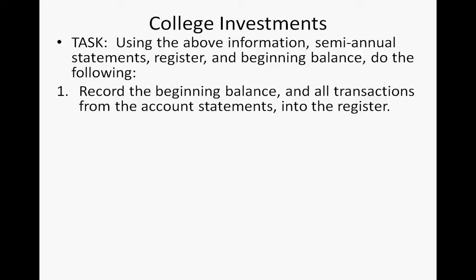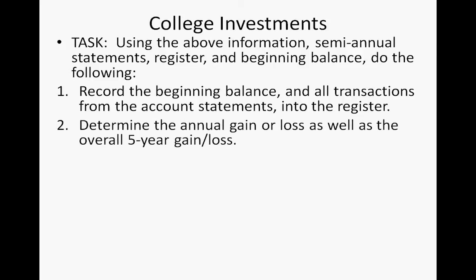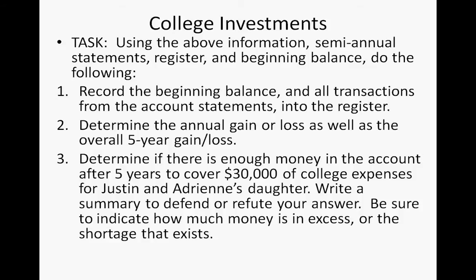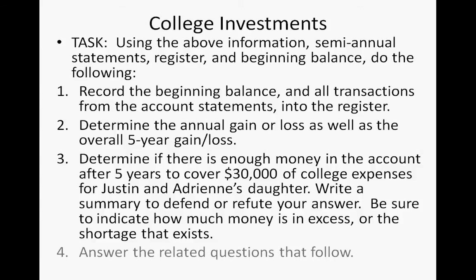You are to record the beginning balance and all transactions from the account statements into the register. Determine the annual gain or loss as well as the overall 5-year gain and loss. And determine if there's enough money in the account after 5 years to cover $30,000 of college expenses for their daughter. Write a summary to defend or refute your answer. Be sure to indicate how much money is in excess or the shortage that exists. And then last, answer the related questions that follow.